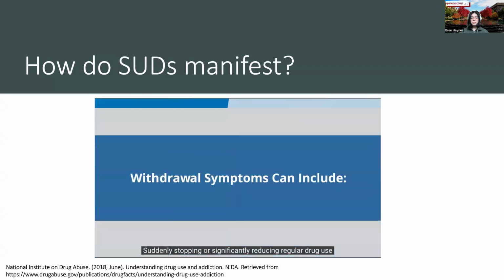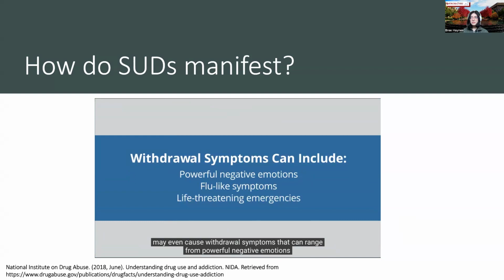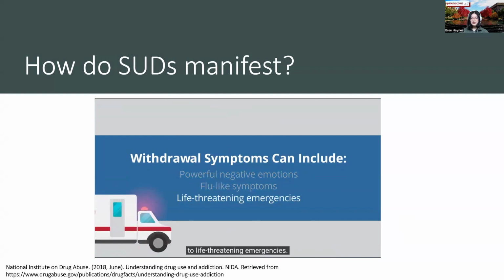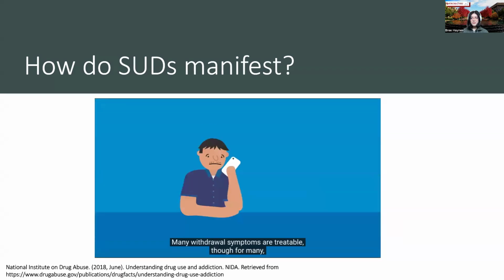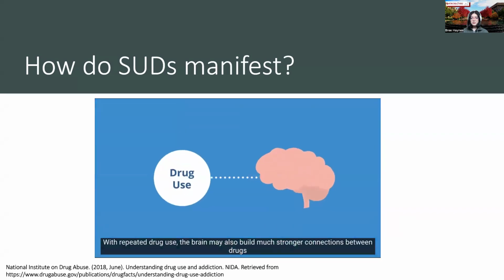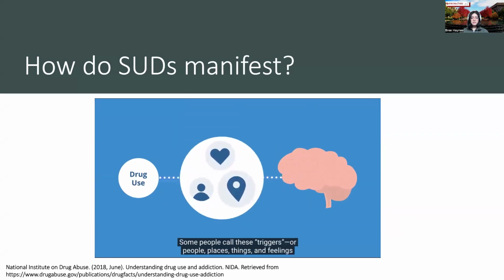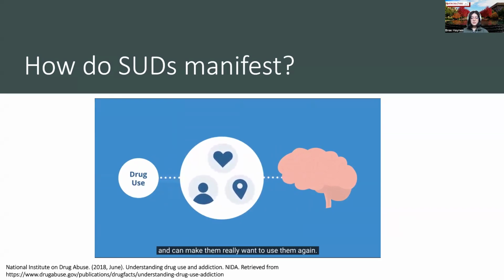Suddenly stopping or significantly reducing regular drug use can cause withdrawal symptoms that range from powerful negative emotions to life-threatening emergencies. Many withdrawal symptoms are treatable, though for many, using drugs may feel like the only way to avoid them. With repeated drug use, the brain may also build much stronger connections between drugs and cues associated with them. Some people call these triggers: people, places, things, and feelings that remind a person of using drugs and that can make them really want to use them again.